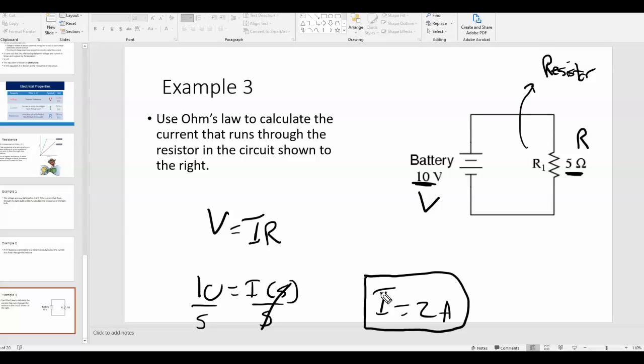Later on we'll talk more about how to understand this picture and what's going on, but basically this is just a simple circuit with a battery attached by some wire to a resistor. We'll talk more about circuit diagrams later on.